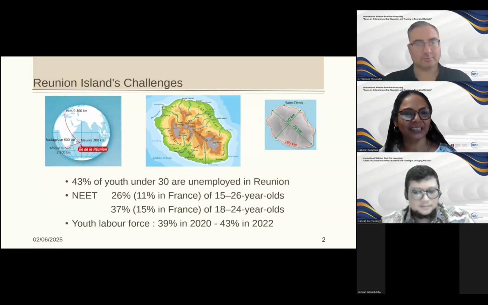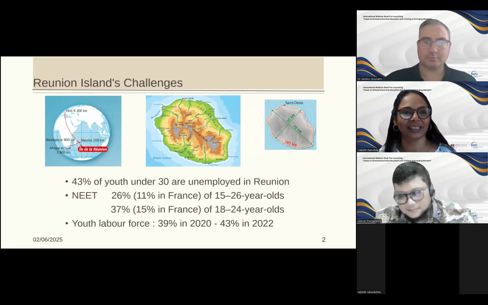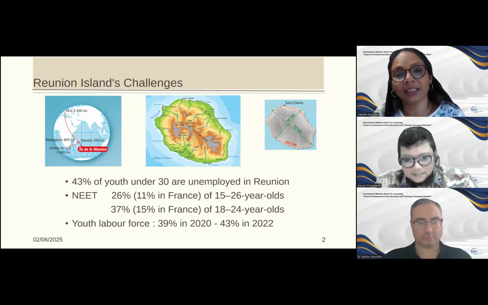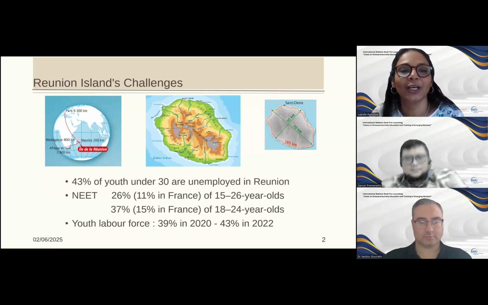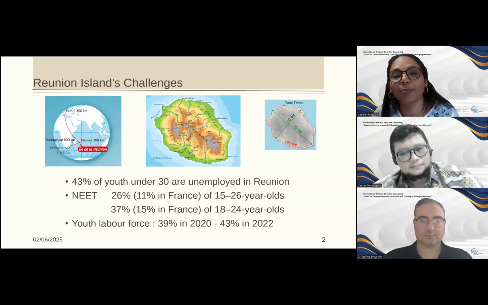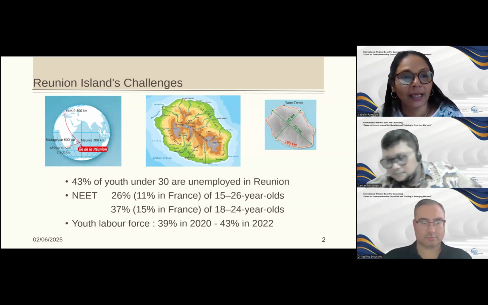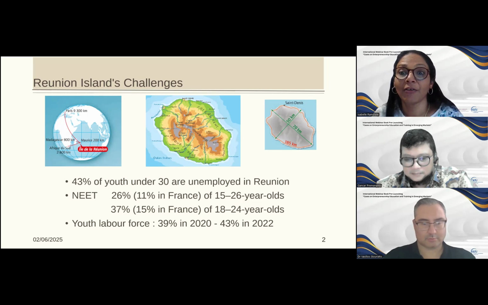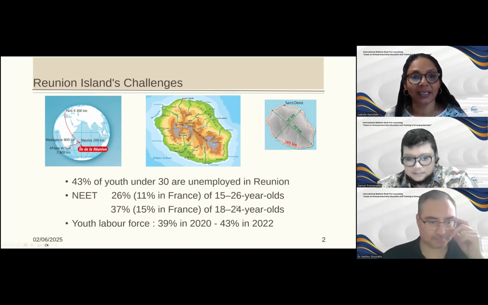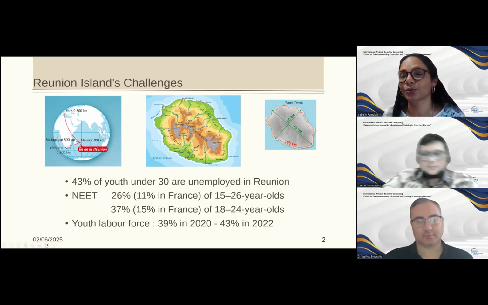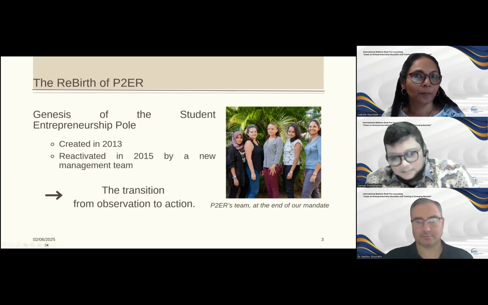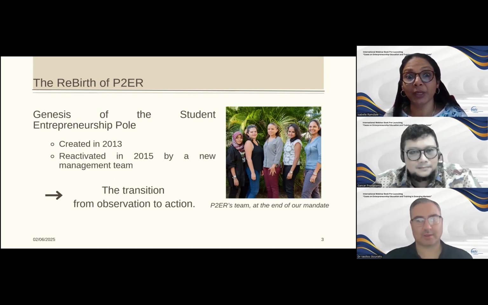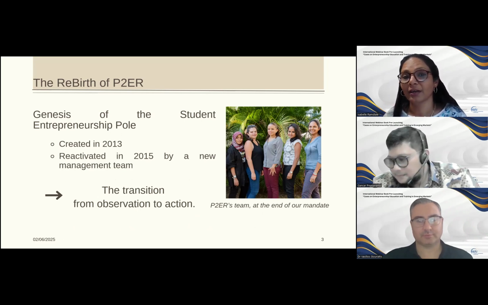To understand our initiative, we must first understand the context. Reunion Island, although a French overseas territory, faces challenges that are quite specific. Youth unemployment is a deep and structural issue here. Nearly half of people under 30 are unemployed. We also face a large population of young people not in employment, education, or training, which is far above the French rate. At the same time, the youth labor force continues to grow.